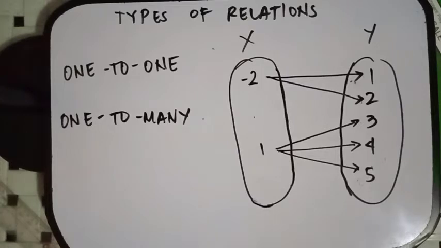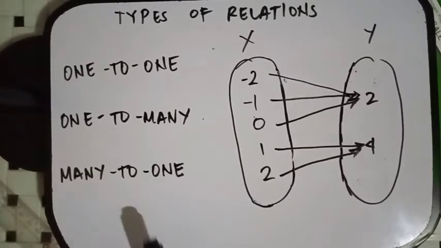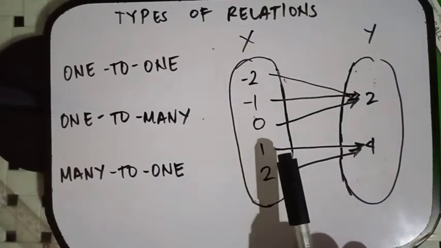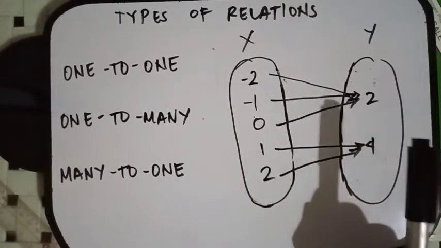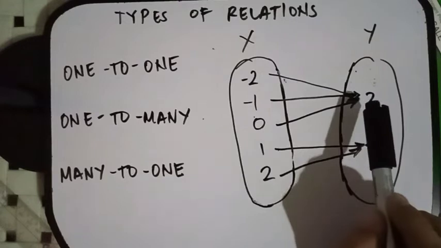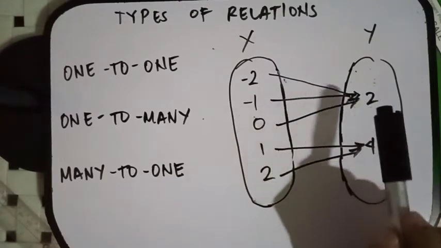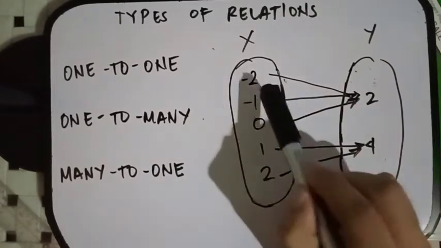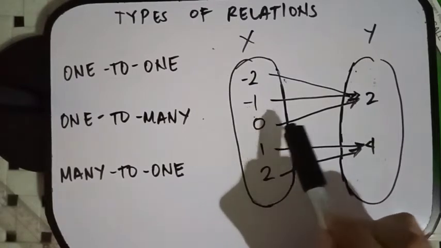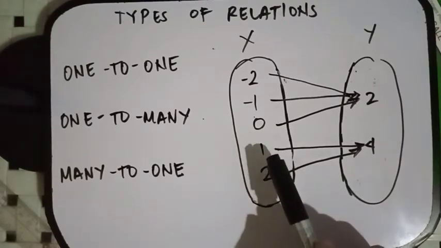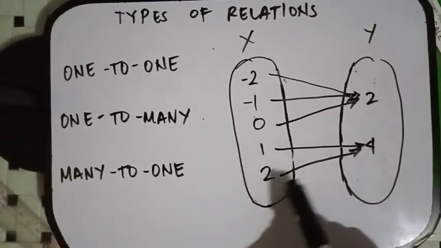And yung third type ng relation is yung tinatawag na many to one relation. Dito sa mapping diagram na ito, mapapansin natin yung values ng x ay nakapares sa iisang value of y. So, kung makikita natin dito, yung negative 2 nakapares siya sa 2, yung negative 1 nakapares din siya sa 2, and 0 is nakapares din sa 2. So, ang nangyayari kasi dito, yung negative 2, negative 1, at saka 0, lahat sila ay nakapares sa 2. So, dito naman, yung 1 nakapares sa 4, at ganun din sa 2.